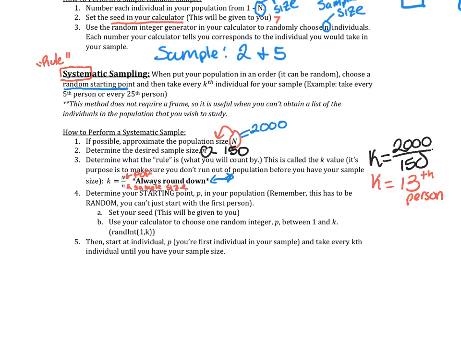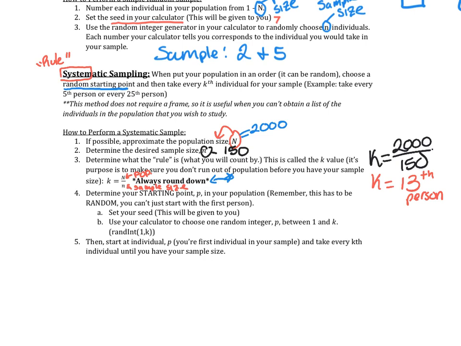Okay, so we know what we're going to be counting by, but now we need to determine our starting point, which is the letter P in our population. We need to figure out where to start in all these people walking into Walmart. So this does have to be random. It has to be a random starting point. You cannot just always start with the first person whenever you do a systematic sample. So we have to find a random place to start. This is where that element of randomness comes in.